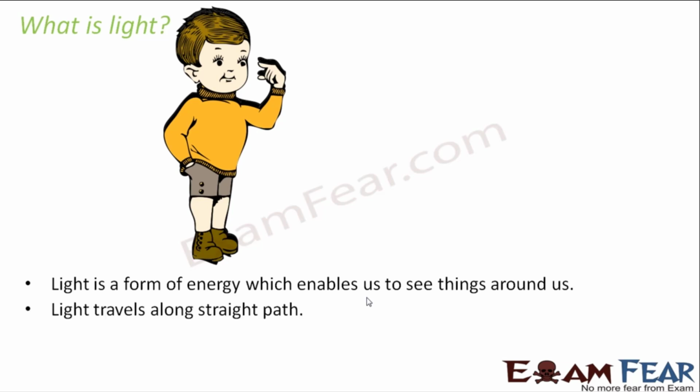Light travels along a straight path. These are some of the things which you already know from your junior classes, right? It is always said that light always travels along a straight path. It doesn't bend. So why was it assumed like that? In earlier days, scientists had performed certain experiments and they found that light will never bend around the corners. It always travels along a straight path.